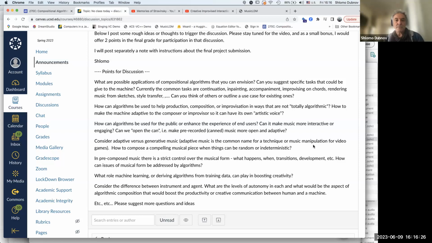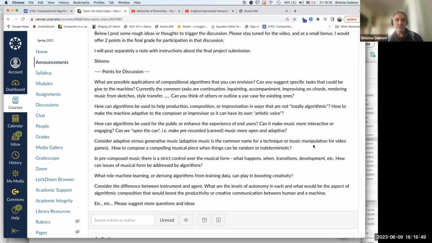So how do you compose music which is between being random or indeterministic and a well-composed, thought-out form where everything is perfectly timed? It's a control of musical form. How do you make smooth transitions, developments, and the whole narrative?